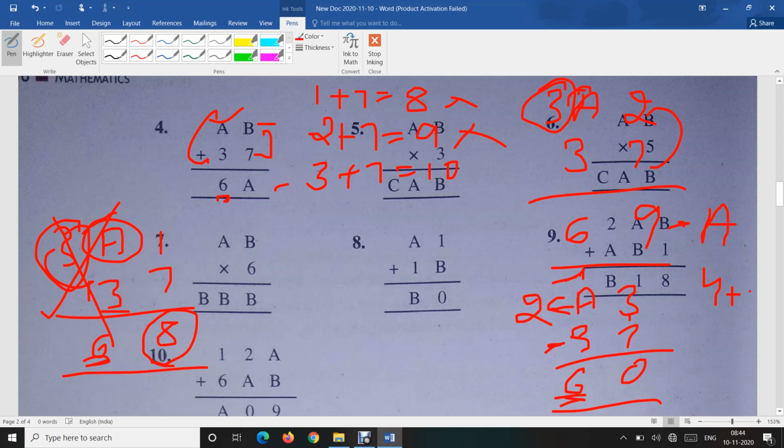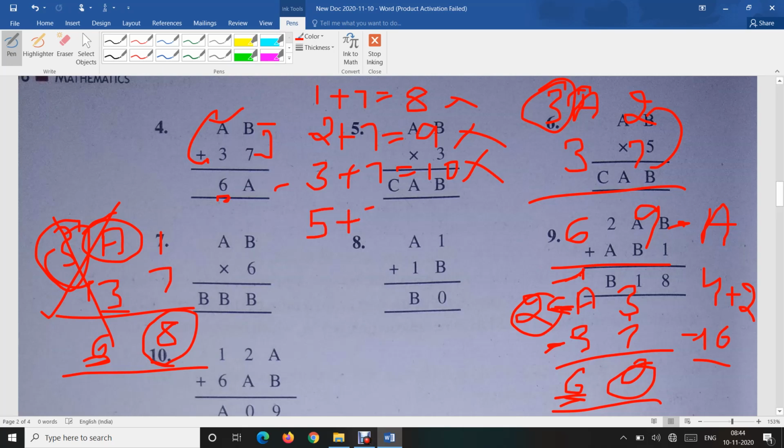If we add 2 and 4, then we get 6. That means a should be 2, but here a is 0 and here a is 2. So this will also not satisfy. Similarly for 4, it will also not satisfy.